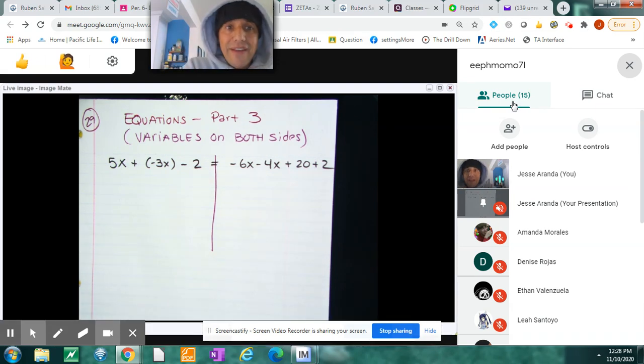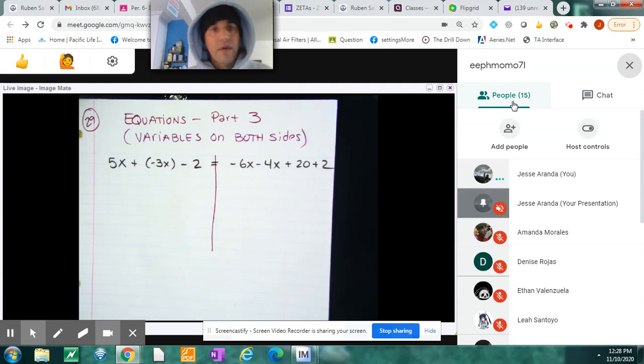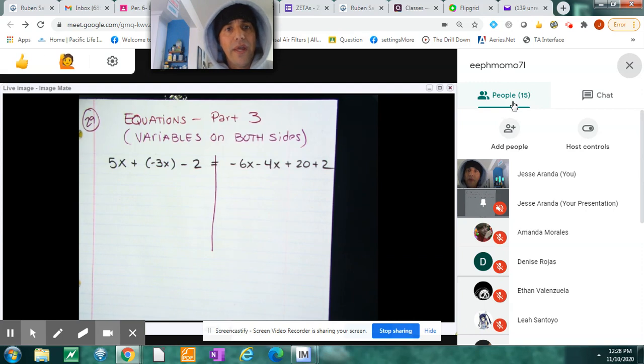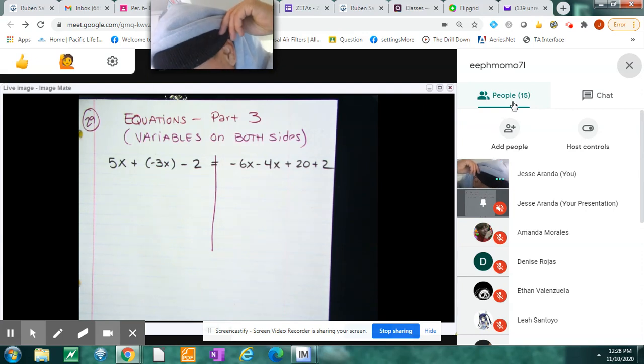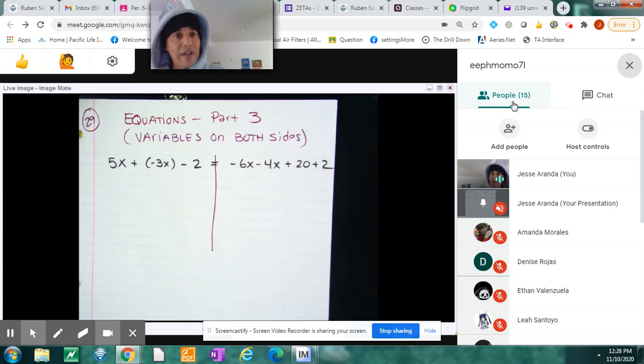You want to do the left side or the right? It doesn't matter, guys. Just pick a side. Which side do you want to work on? The left or the right? Type it in if your speaker doesn't work. Oh, left. I'm sorry. Okay, left. All right, so we're gonna do the left side.